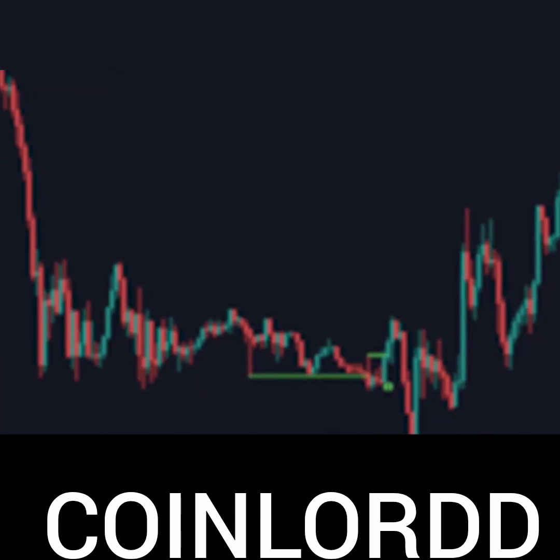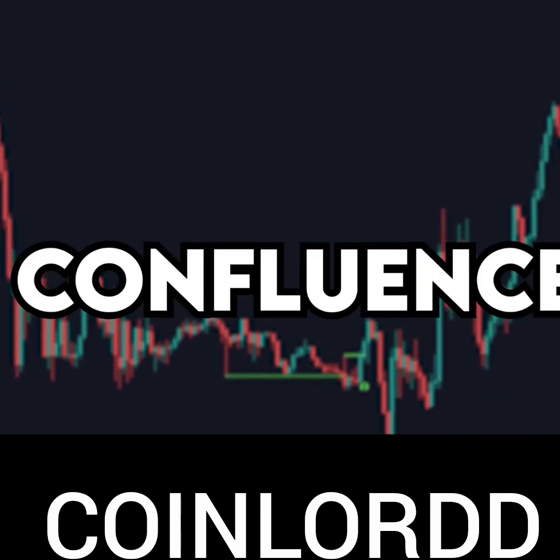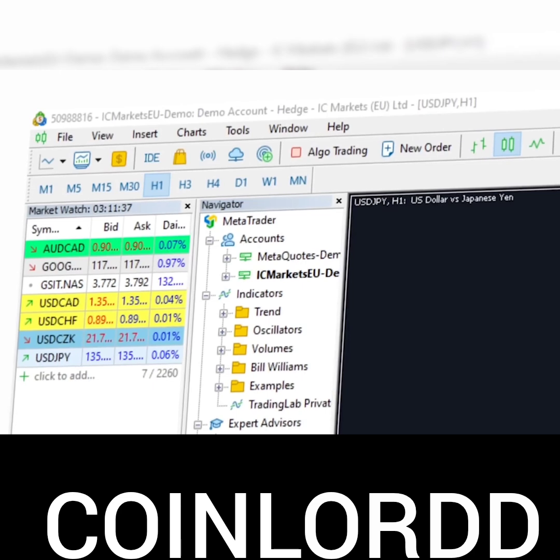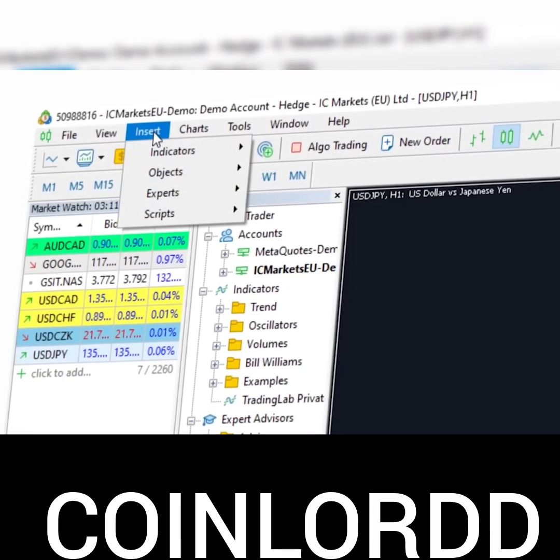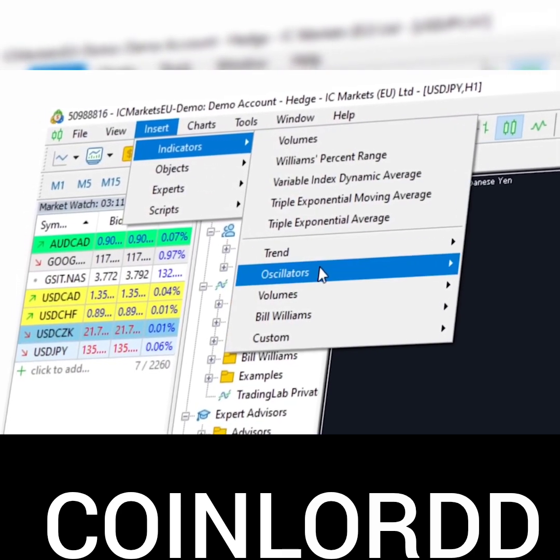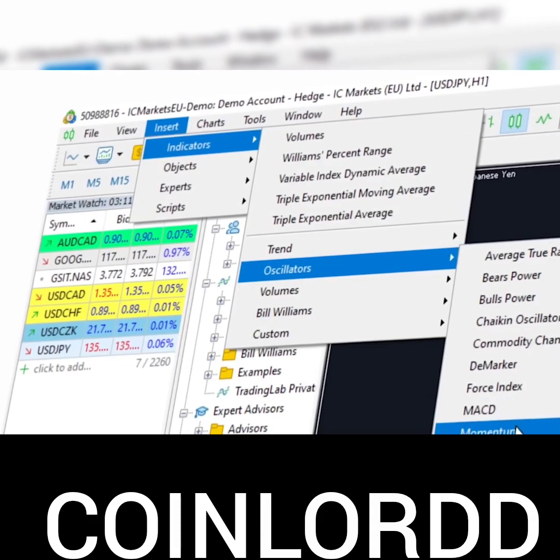Another way to improve this is by adding confluences like divergences. To do this, simply go to MetaTrader, click Insert, then Indicators, scroll down to Oscillators, and click Momentum.